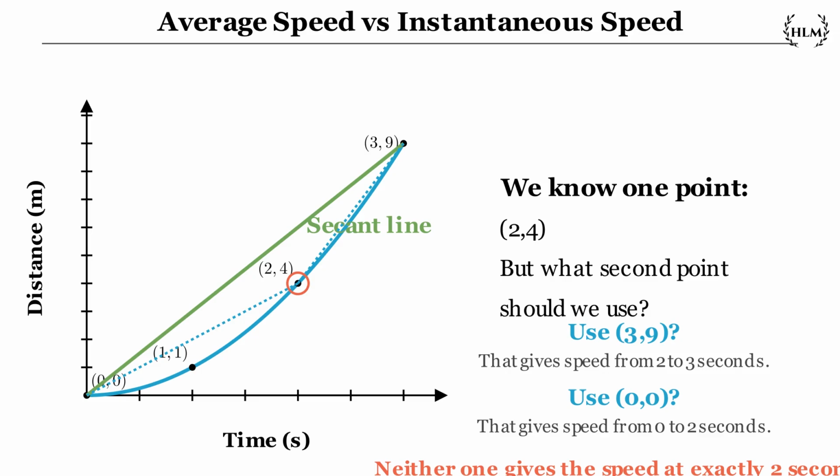And then just like before, we can use the slope formula, m equals y2 minus y1 over x2 minus x1, to find our speed. We have x1 and y1, which is 2 and 4. But what's the other point that we use? Can we use (3, 9)? But if we use (3, 9), that would be the speed from 2 to 3 seconds. Can we use the point (0, 0)? But then that would be the speed from 0 seconds to 2 seconds. But then what they wanted was the speed at 2 seconds. And how do you find that?